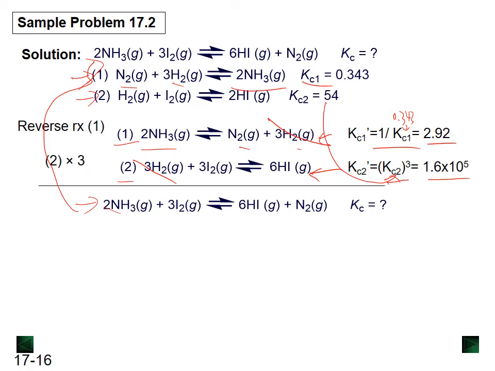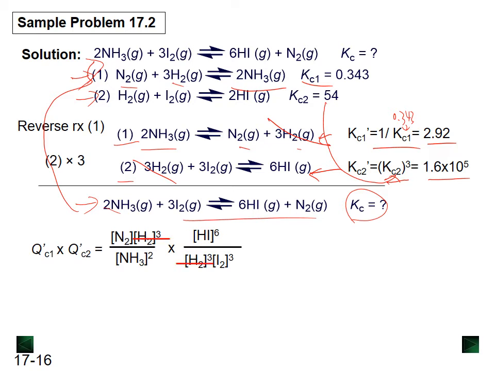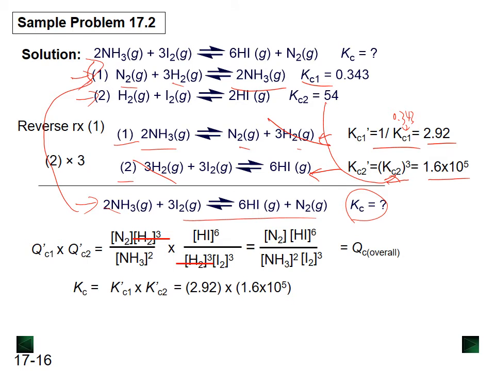And according to the previous slides, we know the equilibrium constant for this overall reaction is the product of the individual K. Okay, so here shows you how we get it. So we already have the conclusion. K should be the product of the individual K. So 2.92 times 1.6 times 10 to the 5th power. And that gives you 4.7 times 10 to the 5th power.